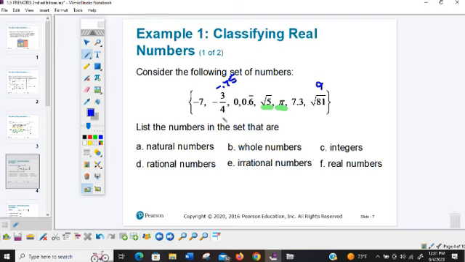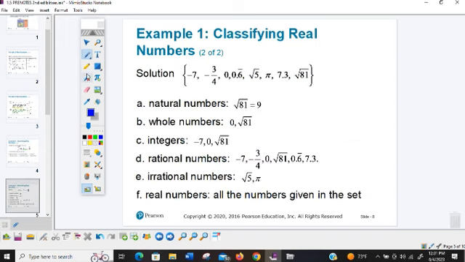Okay? Now that we know everything, let's go down and look. So we're going to pick out natural numbers from this list, whole numbers, integers, rational numbers, irrational numbers, and real numbers. Let's look on the next slide. Now we did identify these as irrational. We identified this as negative 0.75, and this one is 9. So for natural numbers, when you look through this list, the only natural number would be 9.